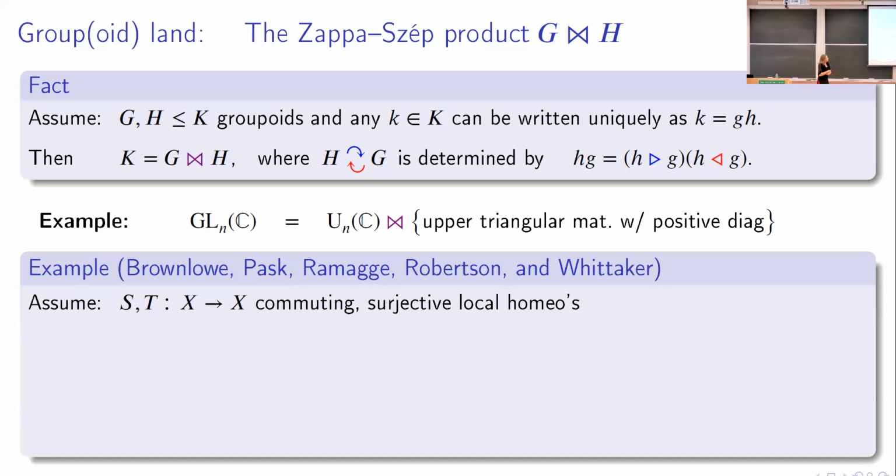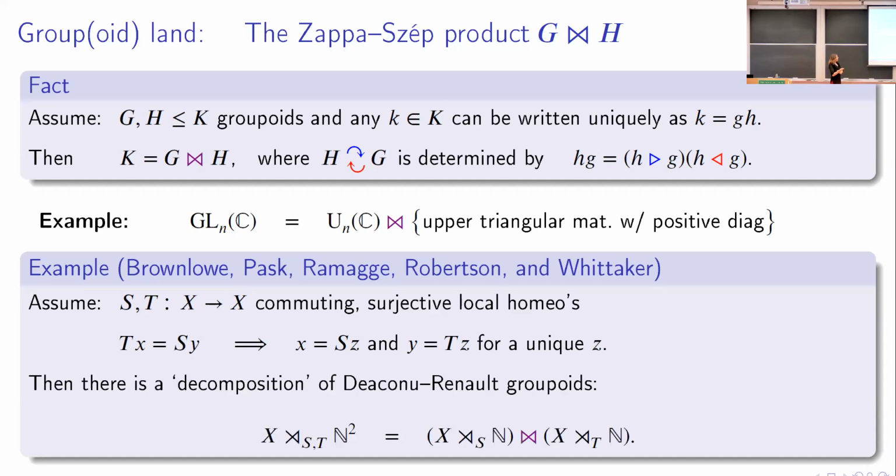Another example due to Mike and collaborators: say you have two commuting surjective local homeomorphisms on some topological space. And you assume that they commute in a very, very strong sense. So they're star commuting, meaning that whenever you can write an element as Tx and Sy, then actually this input X and Y already has to come from a Z, namely X is Sz and Y is Tz for a unique Z. So in this situation, we get Deaconu-Renault groupoids of these two local homeomorphisms.